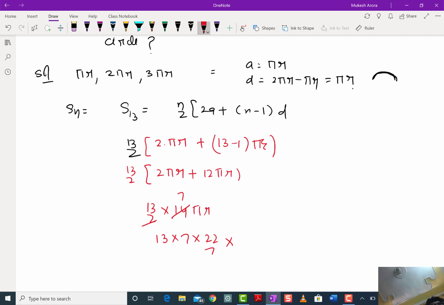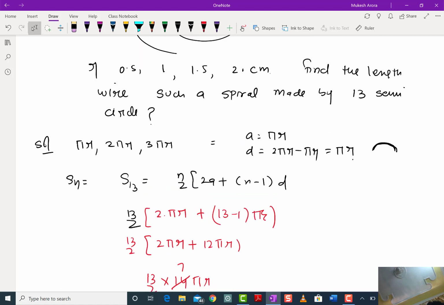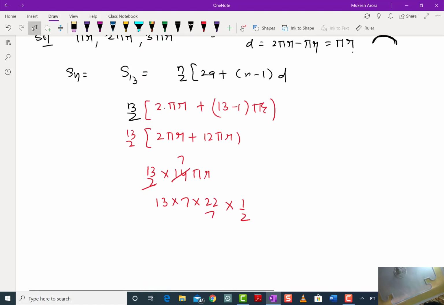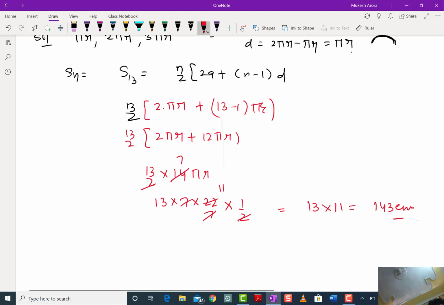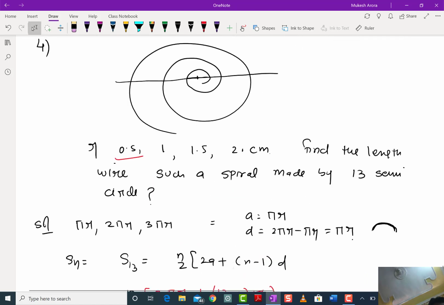The radius of the first was 0.5, and 0.5 means 1 by 2. This is cancelled, this is cancelled, 11. So 13 into 11, which is equal to 143 centimeter of wire required to make the spiral. Next sum.